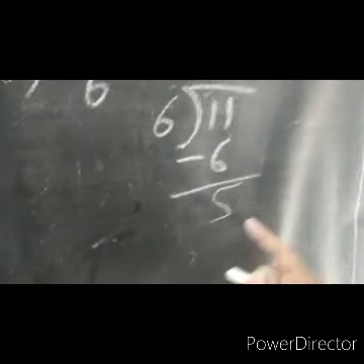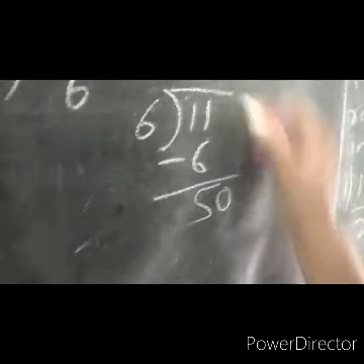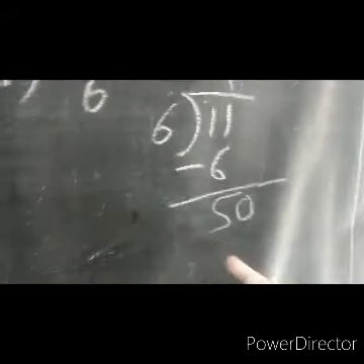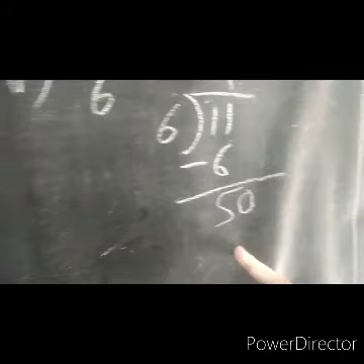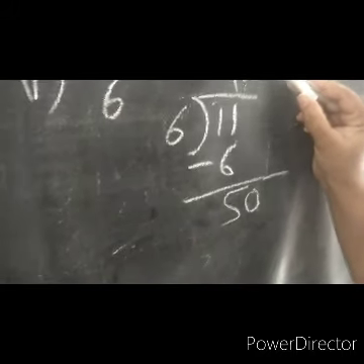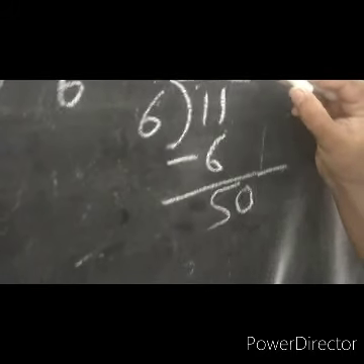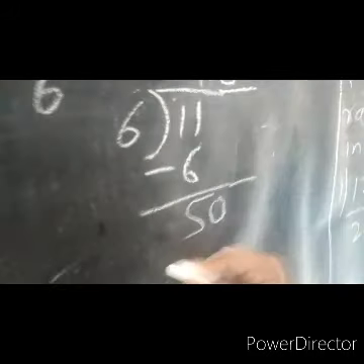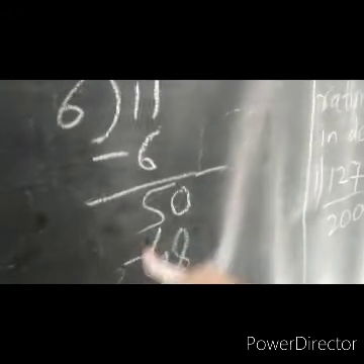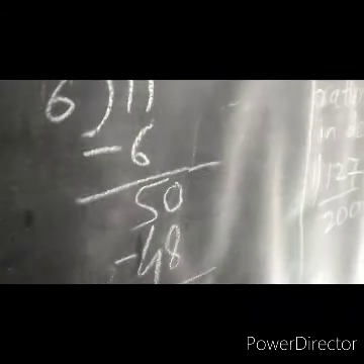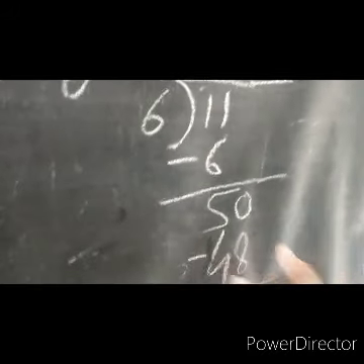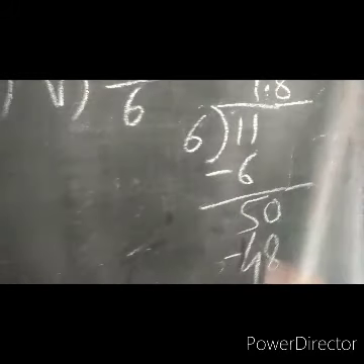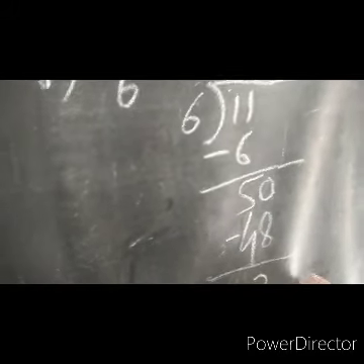Now 6 cannot divide 5, therefore here we have to take 0 and here we have to take a point. Now in the 6 table we have to find 50 or before 50. So 6 8s are 48. So before this 50, we got 48. 6 8s are 48. Now 50 minus 48, that is 2 remain.